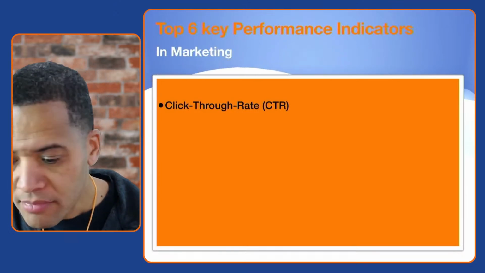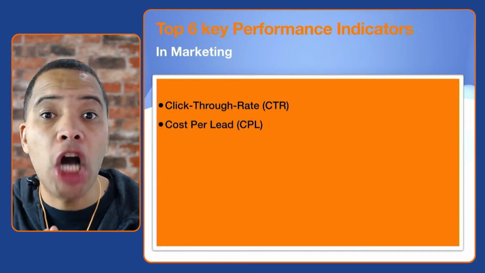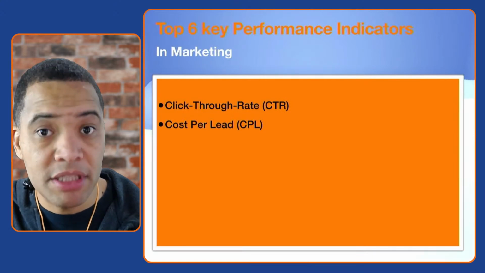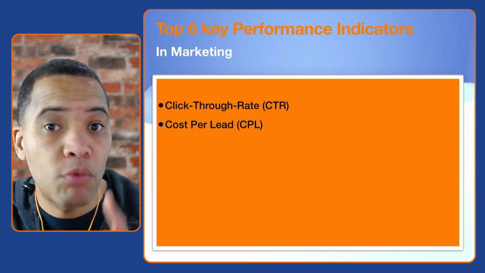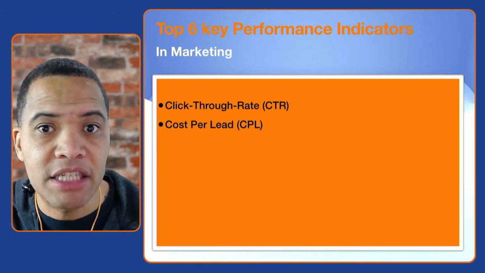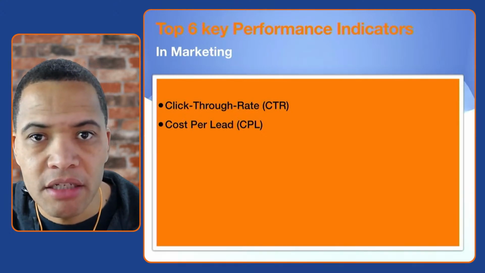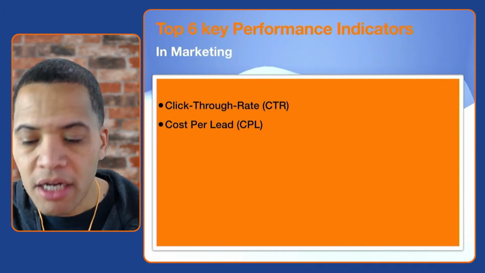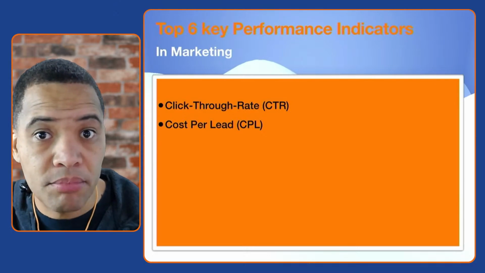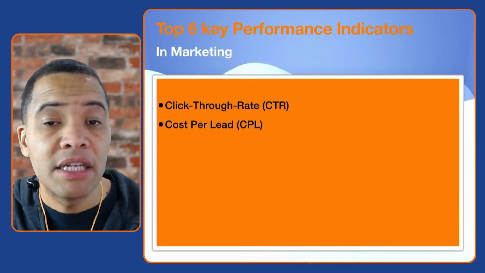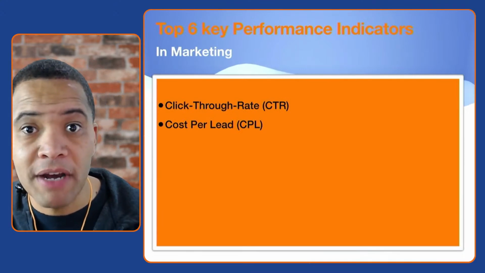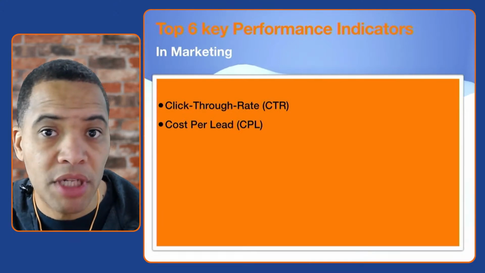The next one is cost per lead. Cost per lead is basically what it says. How much does it cost me to get one lead, especially when you're advertising? If you're advertising, how much is it going to cost me to get one lead? Click-through rate is the percentage of clicks that go through to the next step, so cost per lead is the cost per one lead. Is it $5, $2, $3, $6, $25, $800? What is the cost per lead?